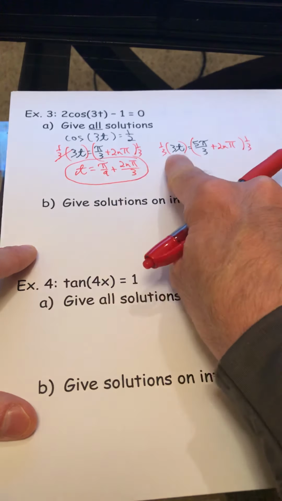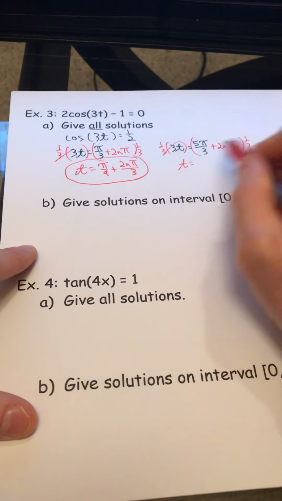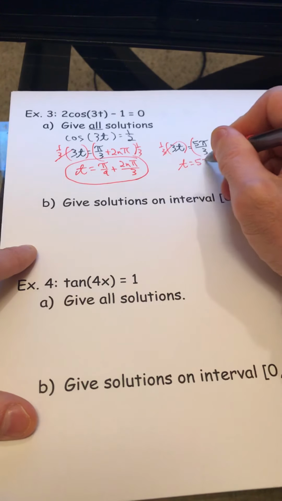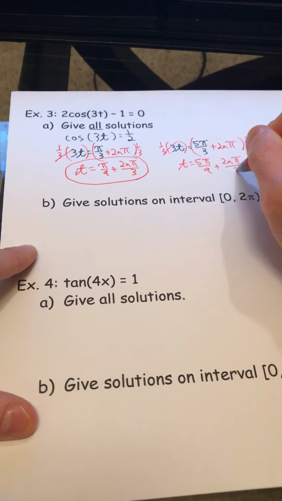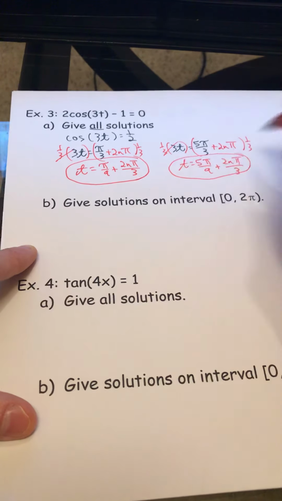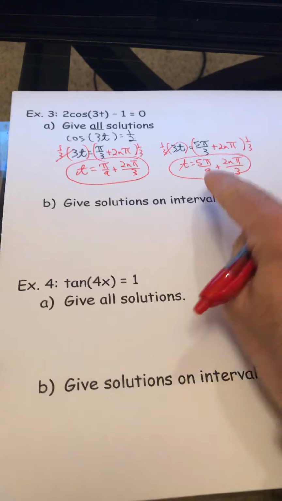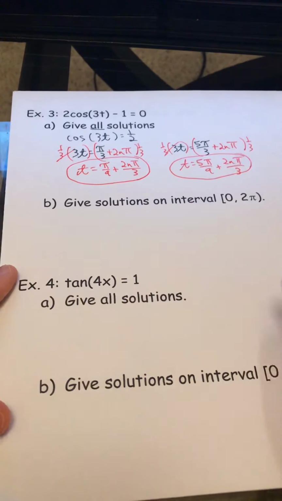Now, for this one, 1/3 times 3, again, those cancel. When I distribute, 5 pi over 3 times the third gives us 5 pi over 9, again, plus 2n pi over 3. So that's what we're looking at if the question asks you for all solutions.